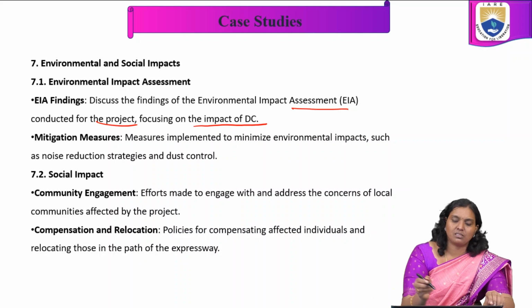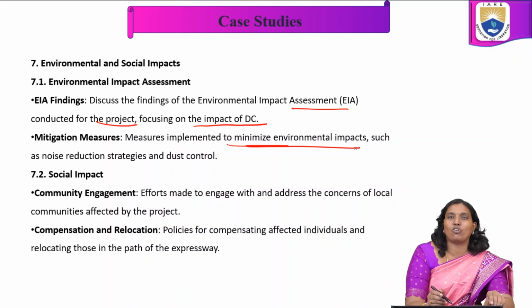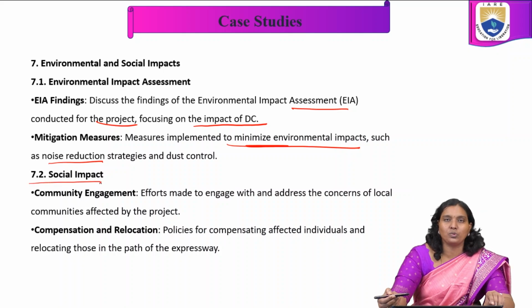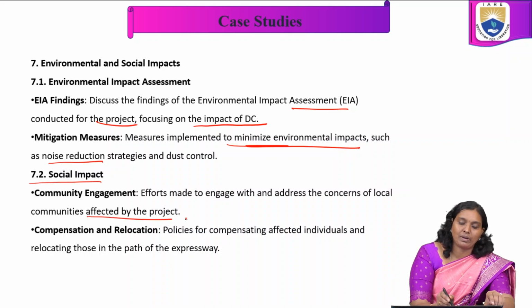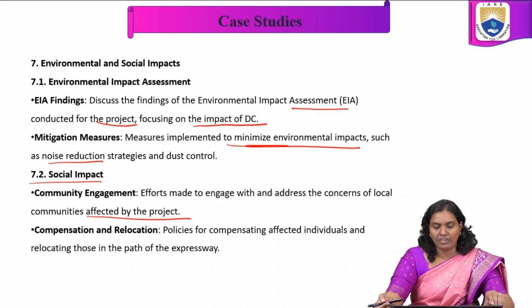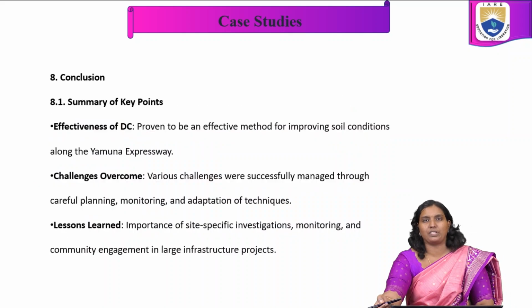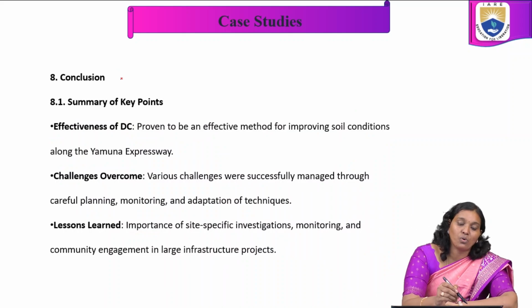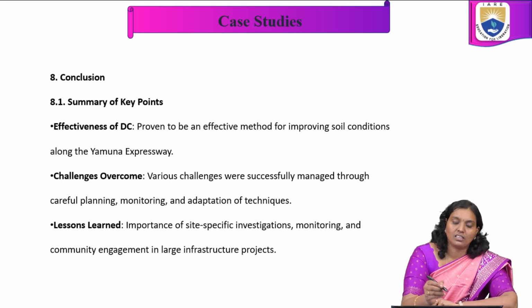In mitigation measures, measures are implemented to minimize environmental impacts, such as noise reduction strategies and dust control. From the social impact point of view, there is community engagement, with efforts made to engage with and address the concerns of local communities affected by the project, and the compensation and relocation policies for compensating affected individuals and relocating those in the pathway of the expressway.